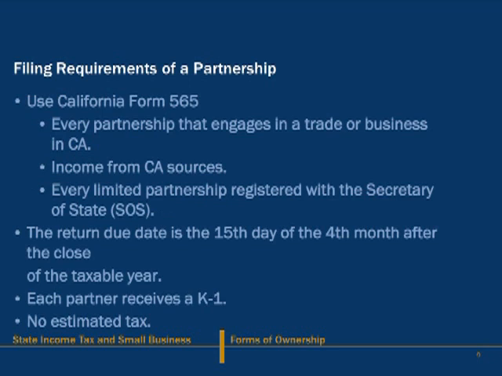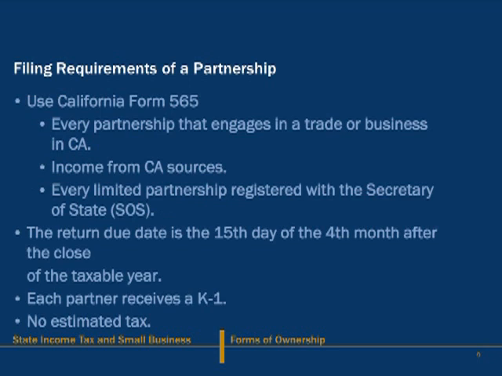Every limited partnership registered with the Secretary of State must file Form 565, even if it has no income from California sources. A partnership provides each partner with a Schedule K-1, outlining the partner's distributive share of the partnership's income, deductions, and credits. The return due date is the 15th day of the fourth month after the close of the taxable year. A limited partnership must pay an annual tax of $800.